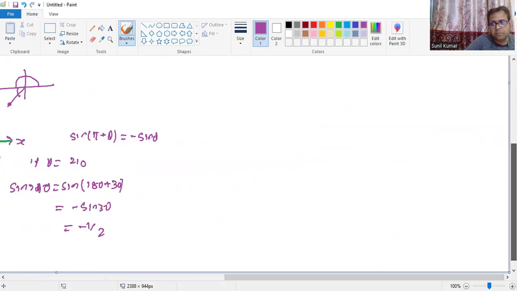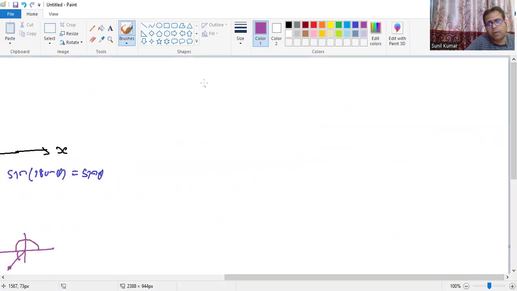Just now we learned that cos 120 is negative. We can write cos 120 as cos(180 minus 60), which is equal to minus 1 by 2. So this one also we can verify: cos 120 is going to be equal to minus 1 by 2.